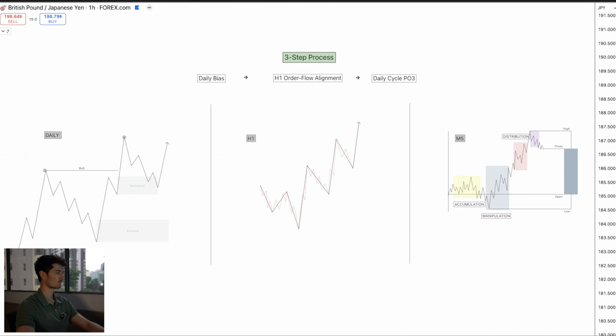Kicking things off on the charts, I'm going to keep things as simple as possible. So, a 3-step process. We bring in daily bias, then H1 order flow alignment, then daily cycle power of 3. These are going to come into the equation very nicely, and you'll see how the jigsaw fits together. The daily time frame.